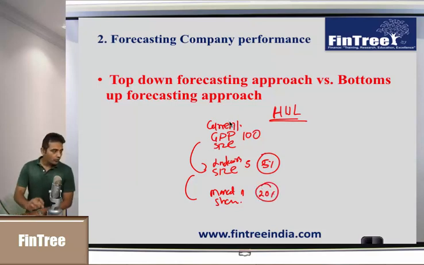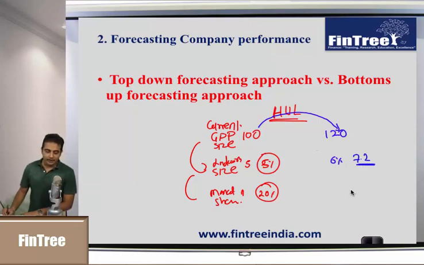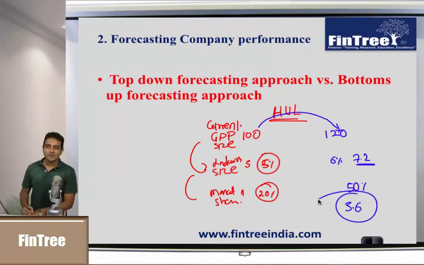So when you're doing a top-down forecasting, you try to estimate what would be the GDP of the country next year. Maybe let us say that would be 120. Then you try to estimate what would be the contribution of this industry towards GDP. Let's say 6%. That means total market size is now 7.2. And then you estimate what would be the market share. Since I want to keep calculations easy for me, 50%, and therefore it would come out to be 3.6 revenue next year. This is a top-down approach.